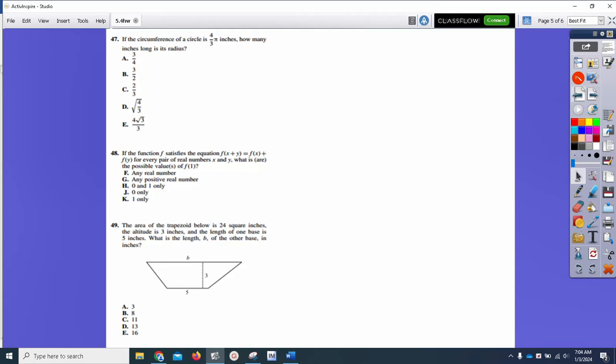The circumference of a circle is 4/3 pi inches. How many inches long is the radius? So it's just a simple formula. It says circumference is 2 pi r. I like to think of that as smiley face 2 pi r. And I know that C is 4/3 of pi. Now we have to equal 2 pi r.